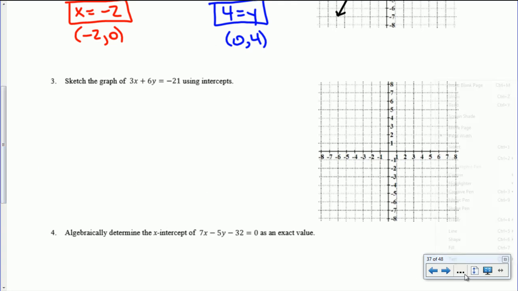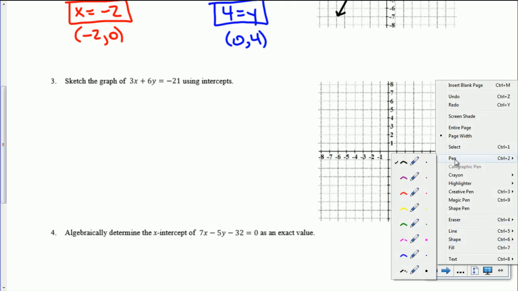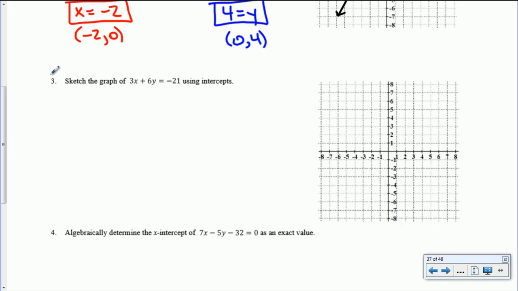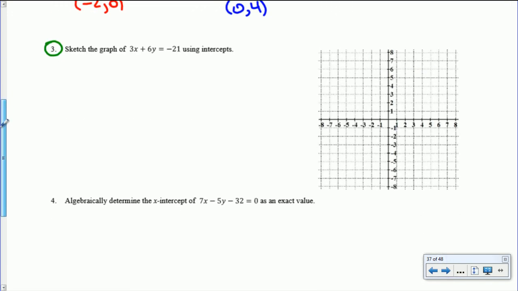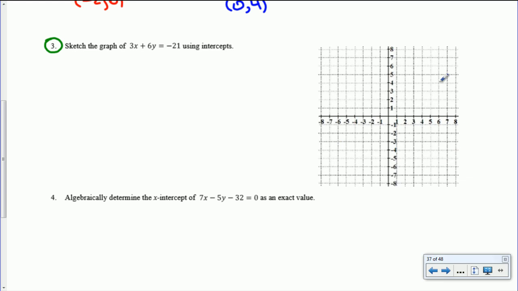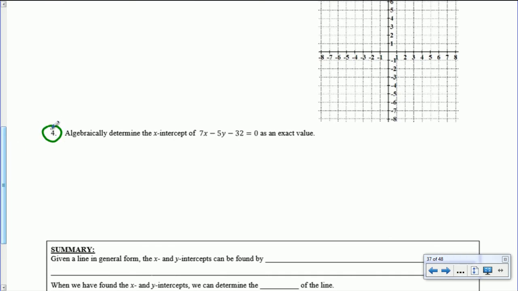I'm going to get you to do the following questions. Sketch the graph, so you have something this time in standard form. Process is the same though. Get your x and your y-intercept. You'll get 2 points from that, and then you can put those 2 points on the grid here and connect the dots.